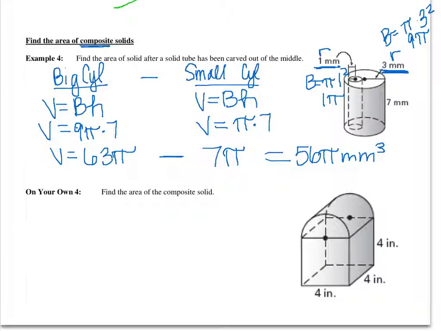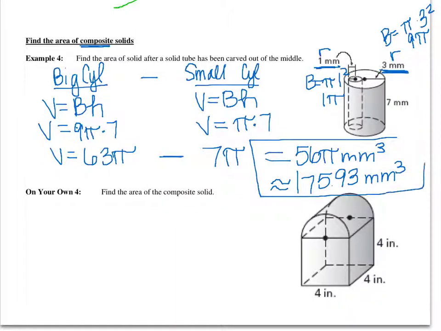And if you want to round that, if you put 56 times pi into your calculator, you'll find that it's about 175.93, and my units are millimeters cubed still. So there's my exact value and my answer rounded to the nearest hundredth. On your own 4, it'd be a good idea to pause this and try this one on your own.